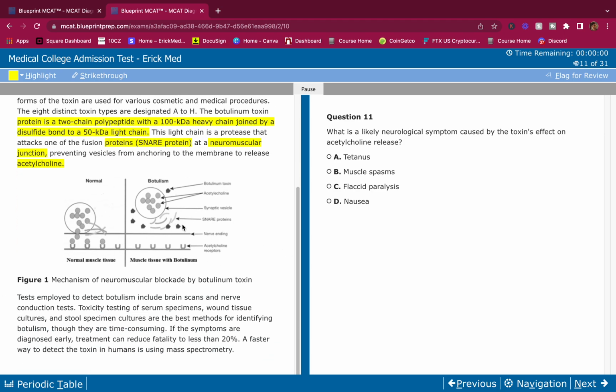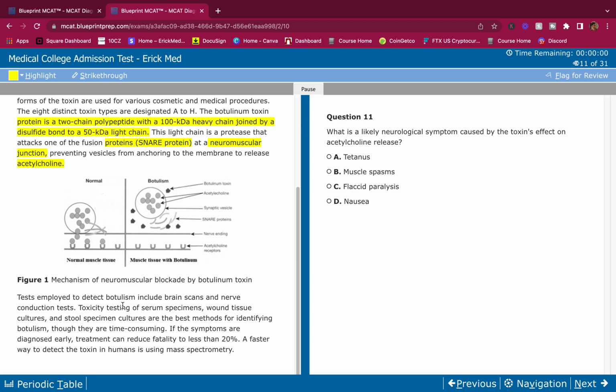Okay, and then they give you a figure. So do not look at the figure. I only look at the figure when the question asks for it. You don't want to waste time analyzing the figure. You read the caption. Mechanism of neuromuscular blockade by botulinum toxin. Okay, cool.